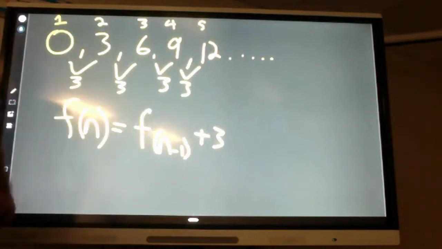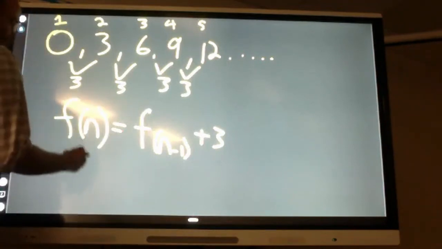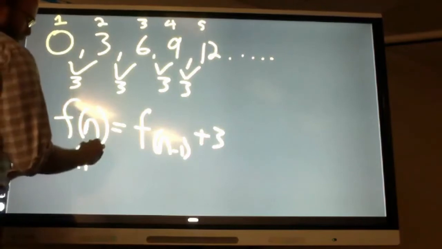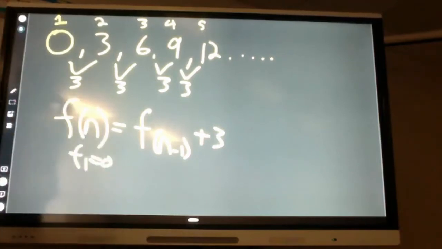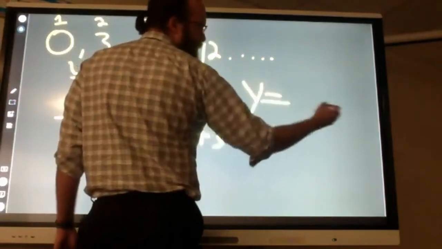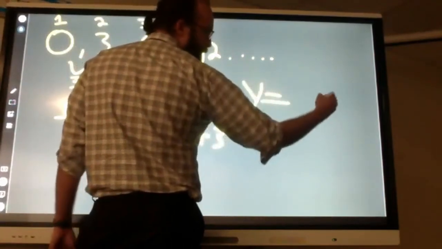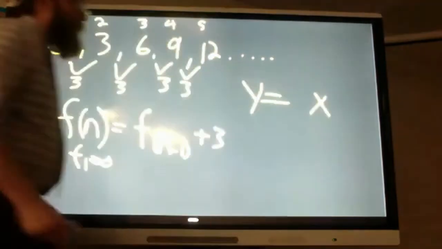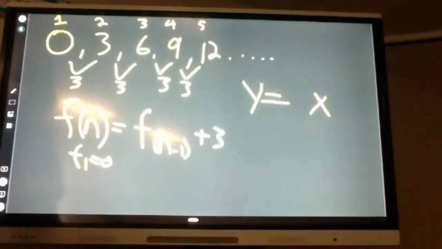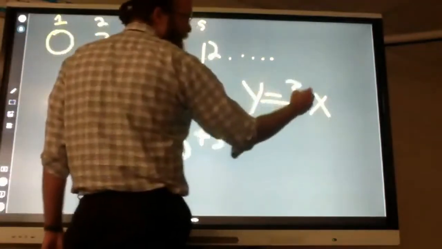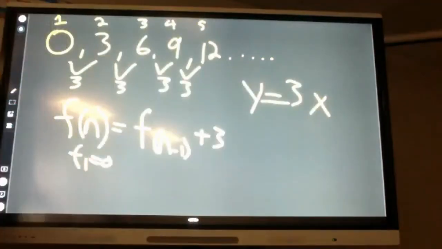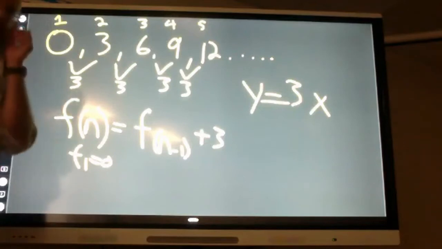We also have to give the first step. In this case, the first step is 0, so f of 1 equals 0. Moving on to the explicit part of the equation. Once again, we know our common difference, and we know what an explicit equation looks like. It looks like y equals something x. Our common difference is always going to go right in front of our x because we are multiplying it every time. So y equals 3x is the start of our explicit equation.